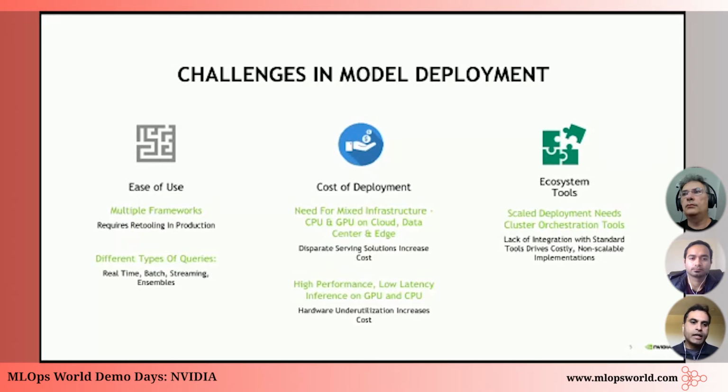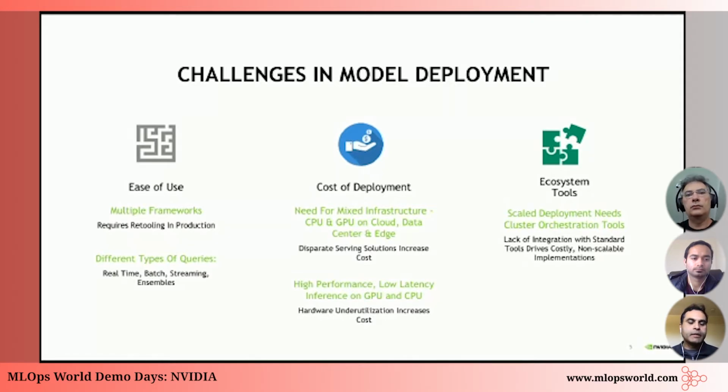The number one challenge is multiple frameworks. People have choice, so they use different types of frameworks like TensorFlow, PyTorch, OpenVINO, or custom, and there are different ways of deploying them. Each framework requires its own serving backend. This multiplicity of frameworks is definitely one challenge people see in production, because it requires either supporting all those different backends or retooling in production.